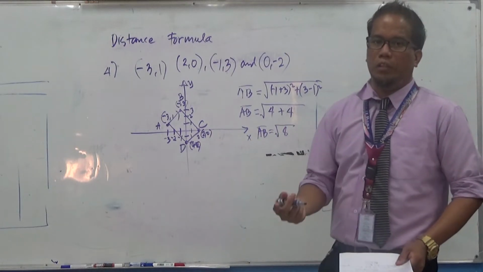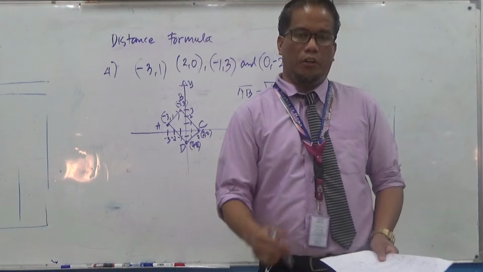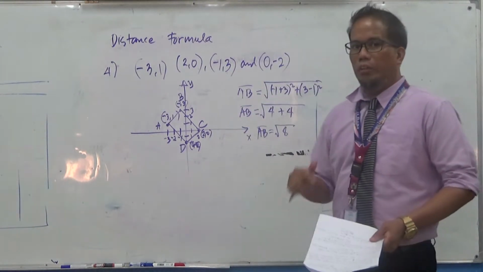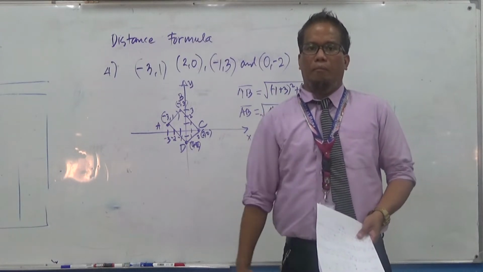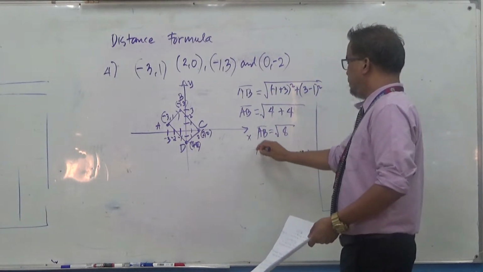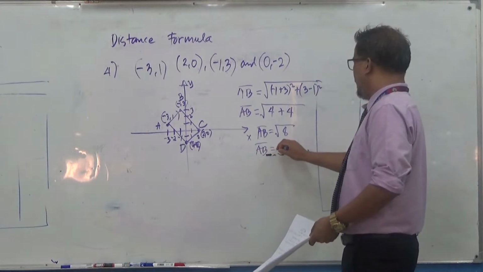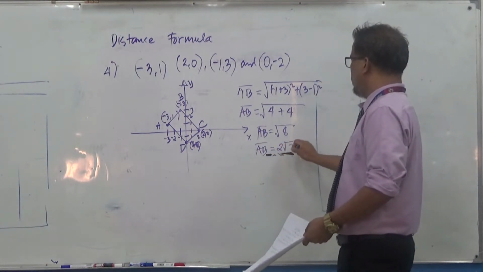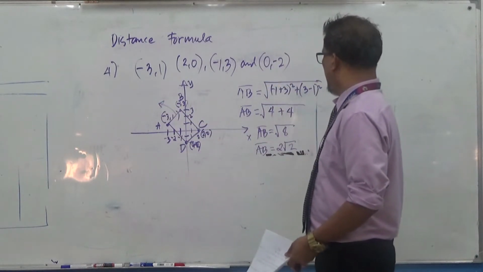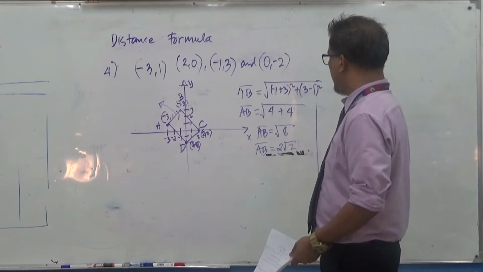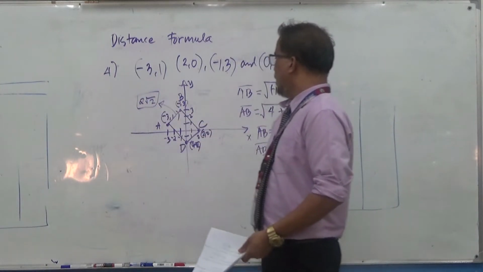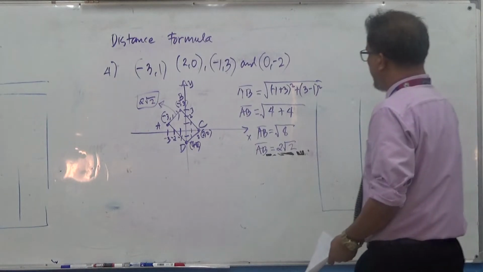So how are we going to simplify the square root of 8? You can use your calculator if you have one, or if not, you can do it mentally. So the answer now, segment AB is equal to 2 square root of 2. Okay, so this is the length of segment AB, 2 square root of 2. How about segment BC?